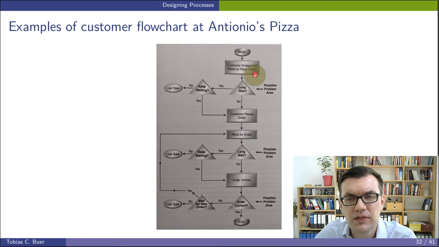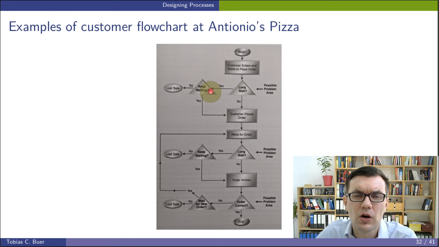So here the first activity happens. The customer enters our restaurant and is waiting to place the order. Okay, then we have a decision based on the waiting time of this customer. Now, the customer makes this decision. If the waiting time is too long from the customer point of view, and he decides, oh, that's bad service, I better go somewhere else, then we have a lost sale.